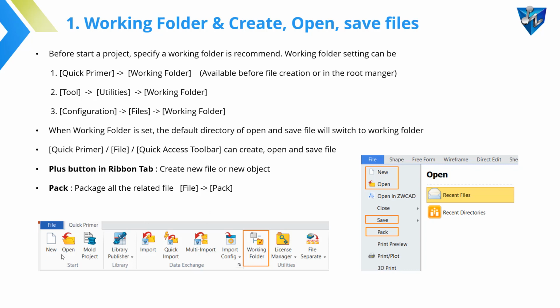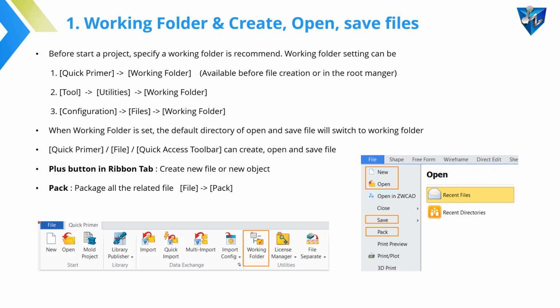Alright, if you want to create, open, and save file, you can use the quick primer as shown in the bottom left picture, or find it under the file menu. As you can see, in the quick primer, you can create your own working folder, create a new file, open the file, and under the file menu, you can also create a new file, open the existing file, and moreover, you can save the file and package all the related files by using the pack command. Moreover, you can also click the plus button in the ribbon tab to create a new file or new project.